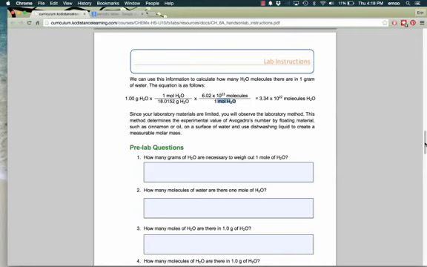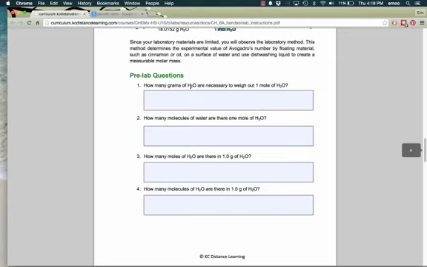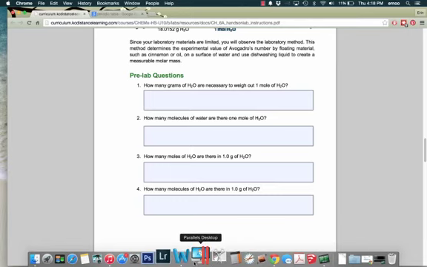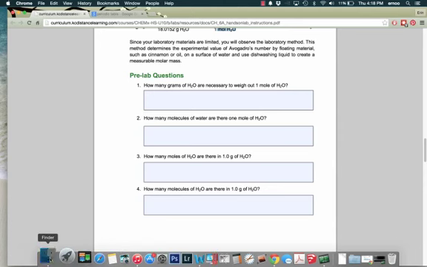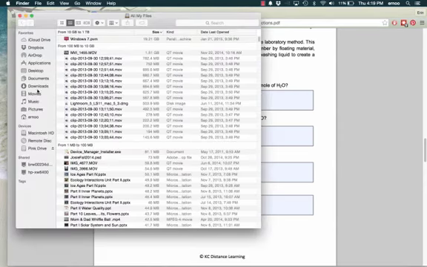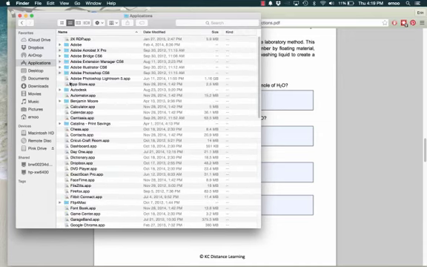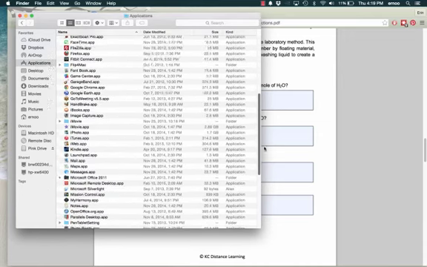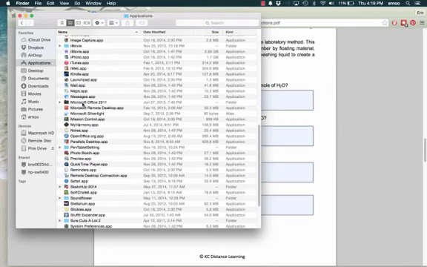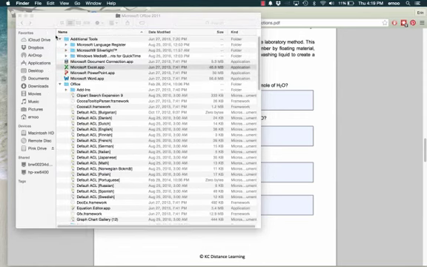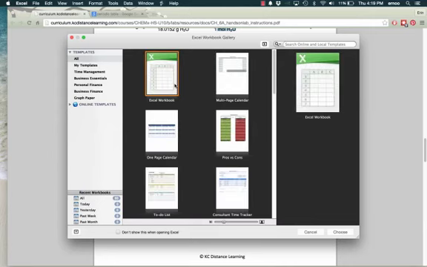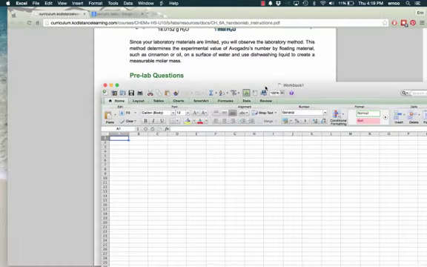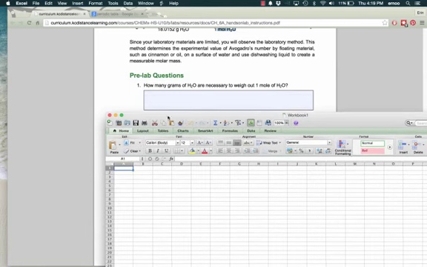So, in order to do this, how many grams of H2O are necessary to weigh out 1 mole of H2O? Okay, well, I am going to do a similar problem for you. So I want to go to my applications. I want to go to Microsoft Word. Sorry for not having this open. I'm going to go to Excel. I'm also showing you the cheater's way of doing all the math. So how many grams of H2O are necessary to weigh out 1 mole of H2O?